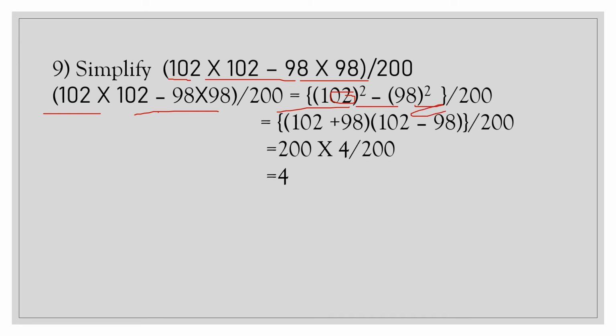So in the numerator where you have written 102 square minus 98 square, you can make use of the identity a square minus b square, where your a will be 102 and b will be 98. So it will be 102 plus 98 in one bracket, 102 minus 98 in another bracket, whole upon 200. So it will be equal to 200 into 4 upon 200. 200 will be cancelled out. Answer is only 4.